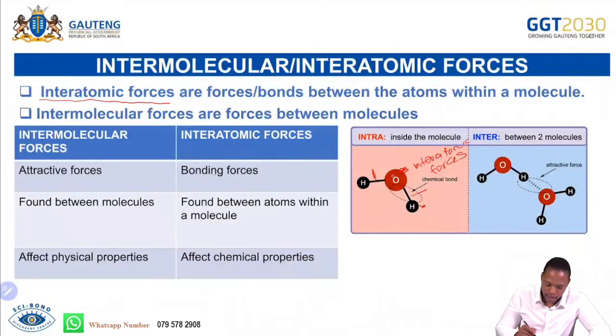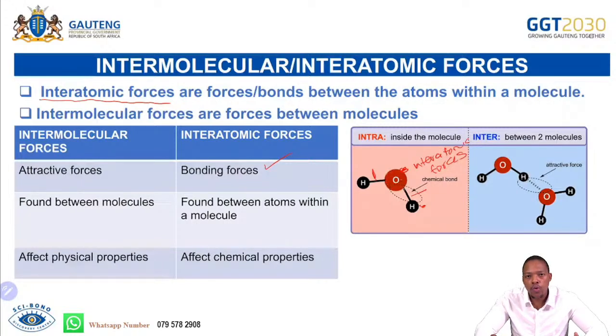So when we talk of interatomic forces, they are bonding forces. They exist between two atoms, found between atoms within a molecule. If we could see one molecule of water with our naked eye, you would see it looking like this, and there's a force of attraction. If you imagine two magnets, there's a force of attraction happening between the oxygen and the hydrogen. The name of that force is interatomic force.